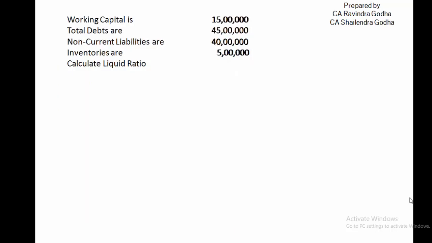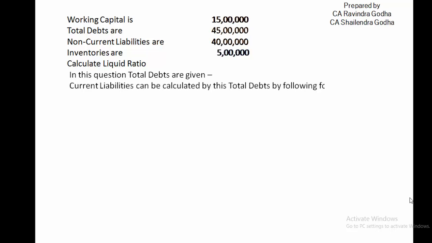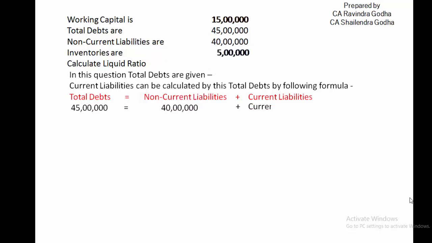In the next question, working capital, total debts, non-current liabilities and inventories are given and we have to calculate the liquid ratio. Current liabilities can be calculated from total debts by the following formula: total debts equal non-current liabilities plus current liabilities. Total debts given in the question are 45 lakhs and non-current liabilities are 40 lakhs. So current liabilities will be 45 lakh minus 40 lakh, which is 5 lakhs.